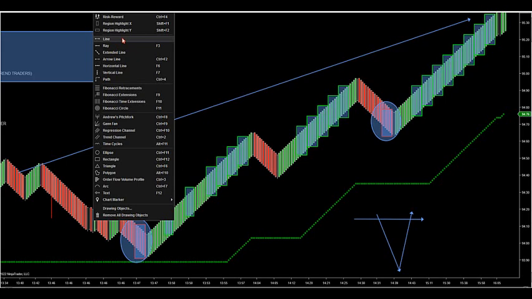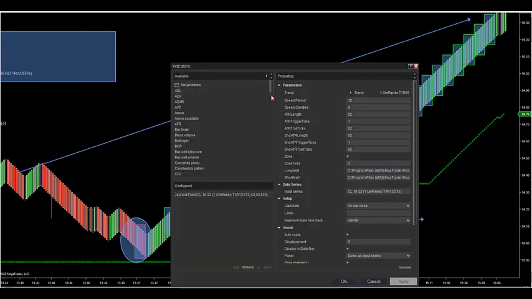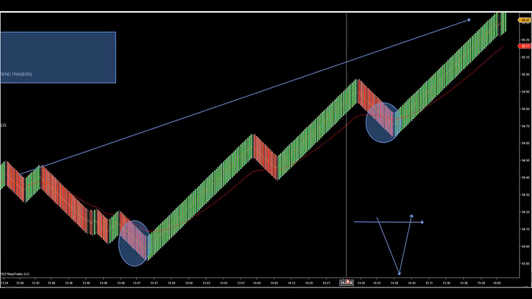Let me see, let's put a... where are we at here? So what you can do is, with the ATR and the speed bar, after you get going, let me put a 20, then I'll put a 50. Magenta, or red, that's fine.